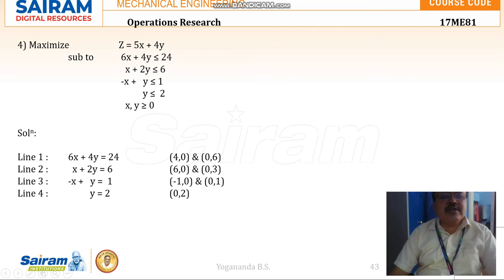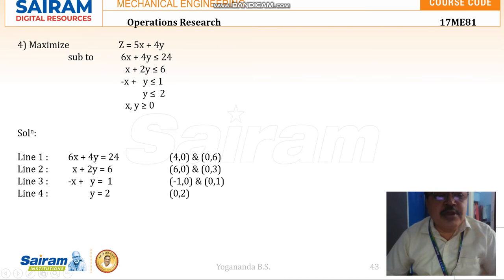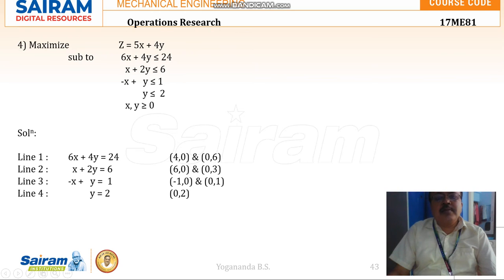Taking the first constraint here, 6x plus 4y, less than or equal to, we are making it as equal to 24. So one single equation with two unknowns x and y. Either x will be made 0 or y will be made 0. If y is made 0, x value is 4, so 6 4s are 24. So 4 comma 0. If x is made 0, 4y is 24, so y will be 6. So it is 0 comma 6.